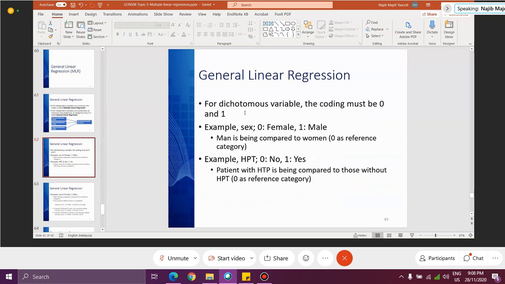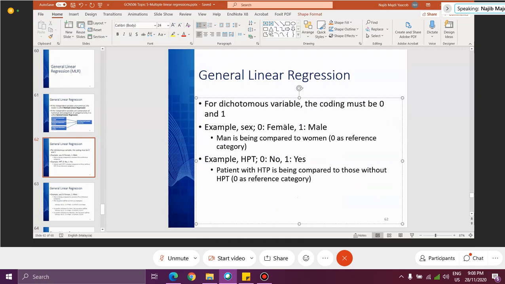To perform a general linear regression model, there are some requirements that need to be fulfilled. For a dichotomous variable, the coding must be 0 and 1. For example, for sex, 0 for female, 1 for male. 0 is always your reference group. So when you code 0 female, 1 male, in your analysis later on you are going to compare the influence of male compared to female. So man is being compared to woman. 0 is the reference category.